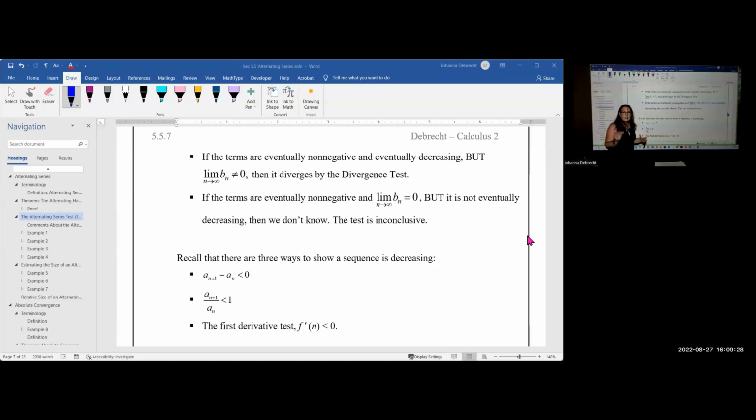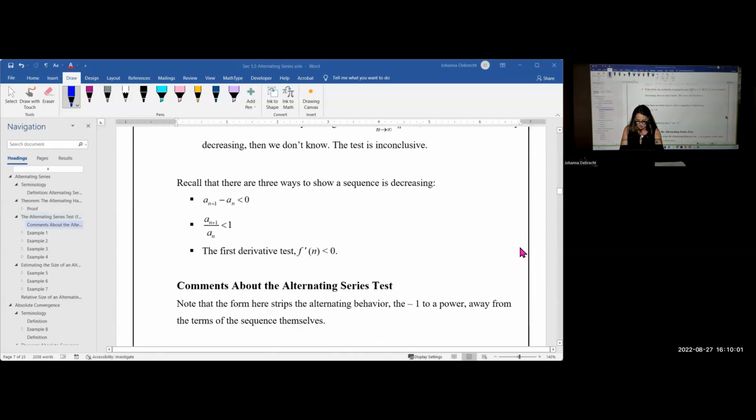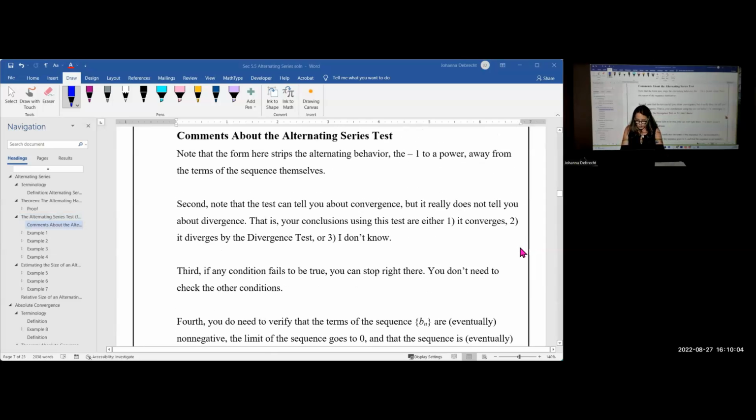So again, remember that there are 3 ways of showing that something is decreasing. We can show a sub n plus 1 minus a sub n is negative. The further out the term is, it's smaller than the one in front of it. We can show that a sub n plus 1 divided by a sub n is less than 1. Again, that means a sub n plus 1 has to be less than a sub n. Or we can show that the first derivative test applies, where the first derivative is less than 0, and that means it's decreasing. Now, we need to make a few comments here about the alternating series test.